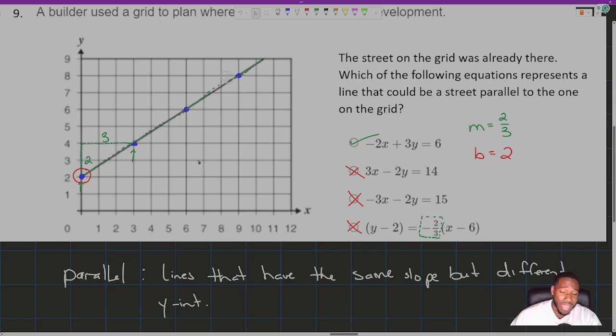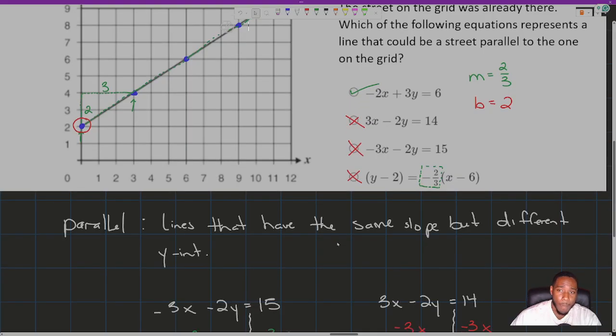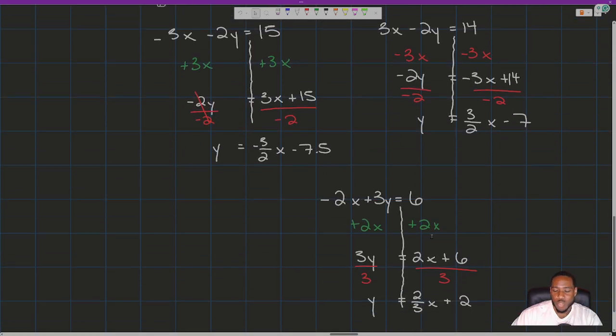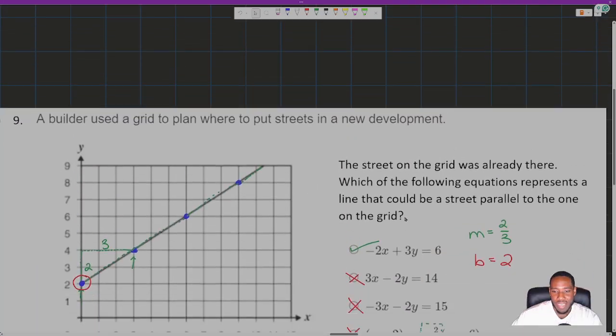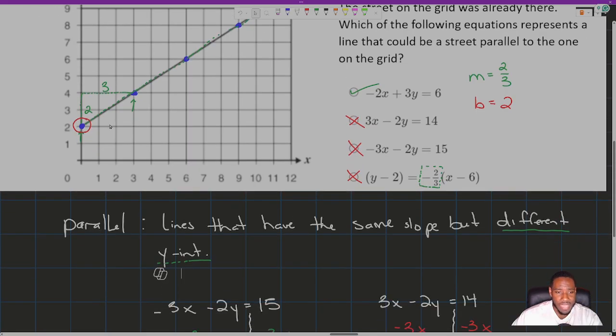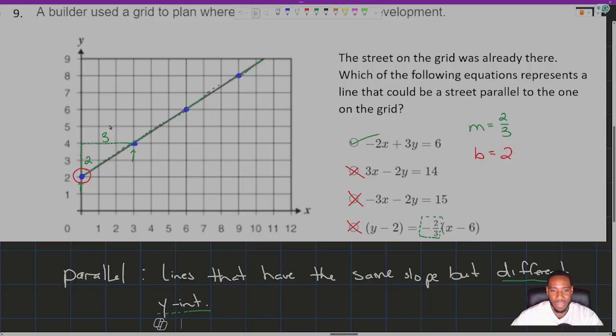So, parallel lines have the same slope, but it's important we recognize they have different y-intercepts. Okay? So the line that we found, answer choice A, isn't parallel to the line they already have graphed here, but instead it is a coinciding line. It overlaps the line that they gave us.